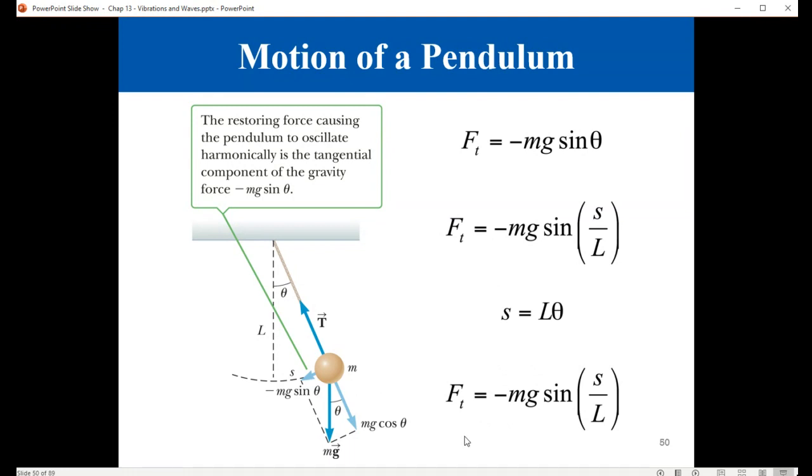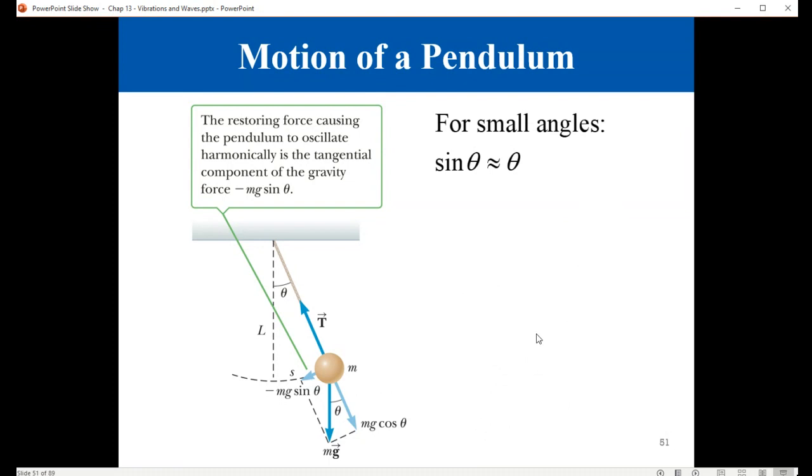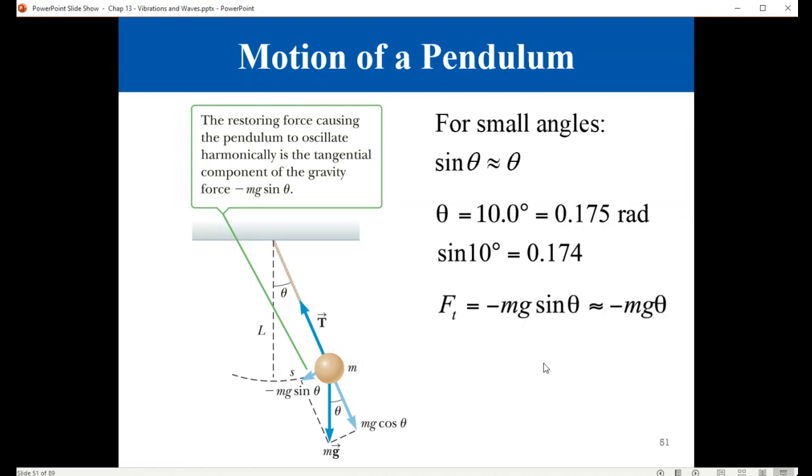So we have this equation for the force. For small angles, sine theta is the same as theta in radians. To check on this, if you use your calculator, when theta is 10 degrees, in radians this is equivalent to 0.175. If you check for sine 10, it is 0.174. So they are the same. Theta is small. Theta in radians is the same as sine theta.